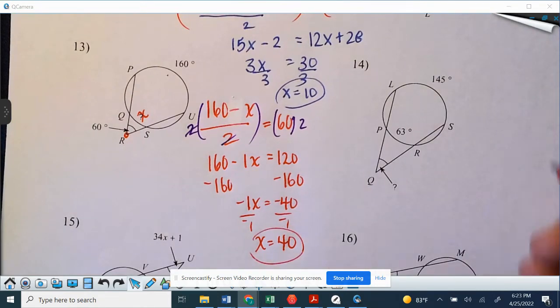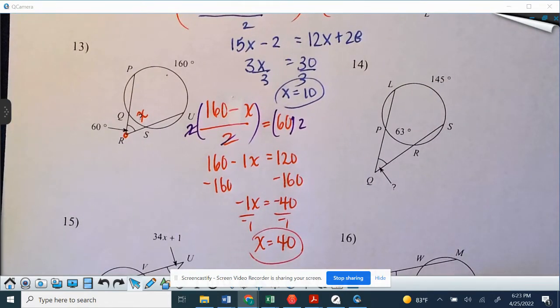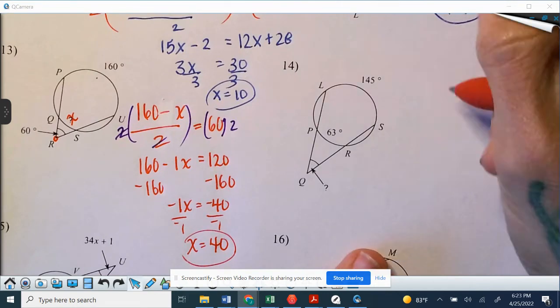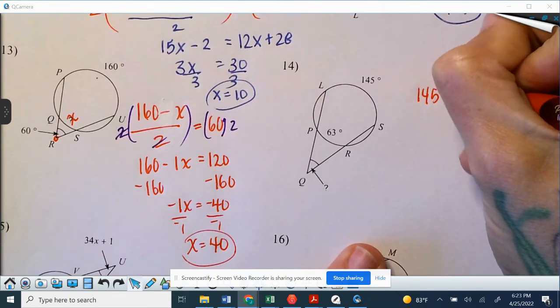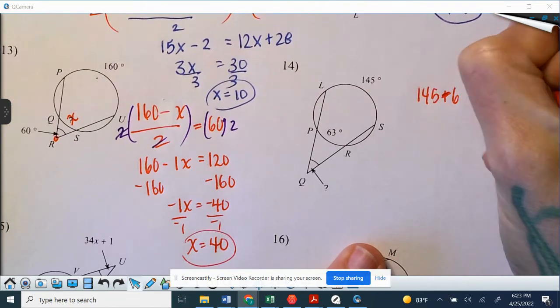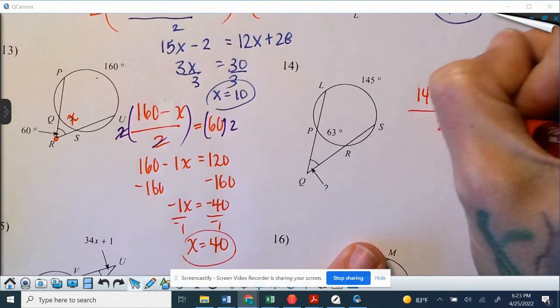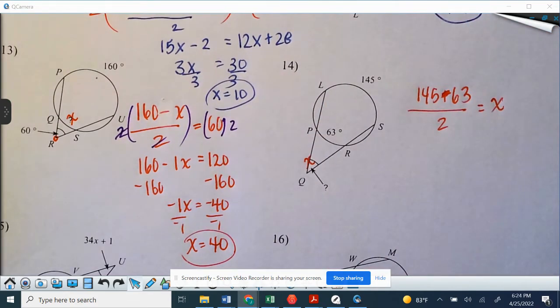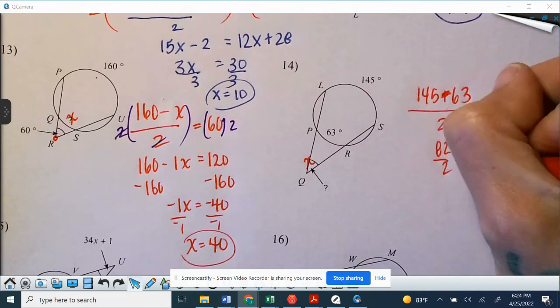Now, another basic one. This guy, pause your video. Try it. This one you should be able to do. Arc minus arc divided by 2 gives me angle. So 145 minus, I'm getting excited, minus 63 divided by 2 equals our unknown angle. You can call it x or whatever suits you. So 145 minus 63 is 82, divided by 2 gives me our x.